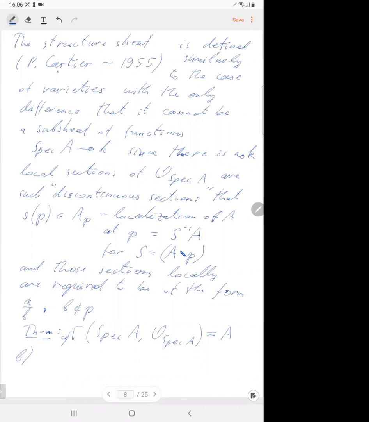And more generally, if we consider the standard open subsets, D_f or maybe D_A, then the sections will be just the localization of A at the standard open subset. And those form a base of topology.